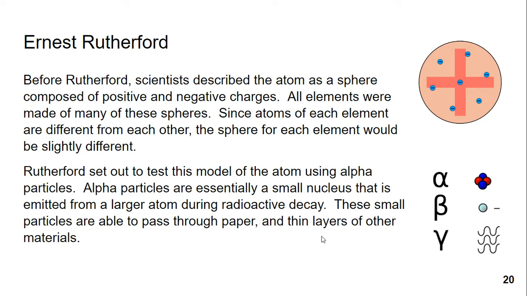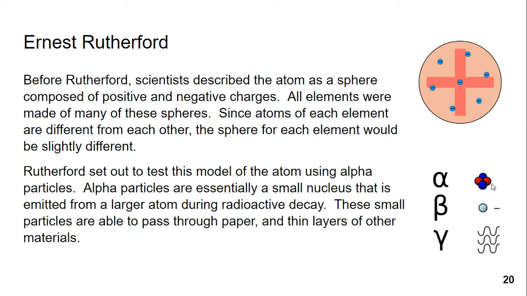Rutherford set out to test this model of the atom using alpha particles. So alpha particles, like you see here, are just small nuclei that are emitted from a larger atom during decay. Technically, they are the same as the nucleus of a helium atom if it didn't have any electrons. He was able to shoot these alpha particles at a material, in this case gold foil, and he used the results of his experiment to help him understand the atoms that made up the gold foil.